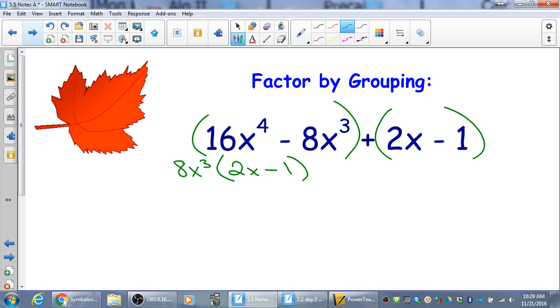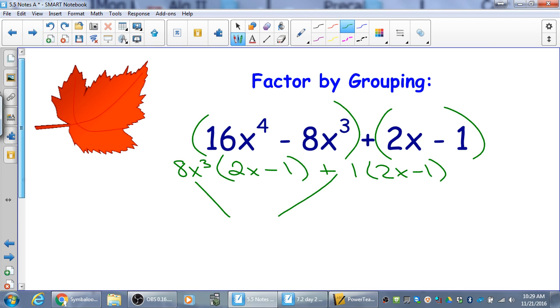Now, it does not go away when we factor stuff out. It doesn't go to 0. It's division. 8 divided by 8 is 1, not 0. When we factor out, it's division. That becomes a 1, not a 0. And then plus really 1 times 2x minus 1. There's nothing you can take out of 2x minus 1 except for 1, which is the one you can always take out.